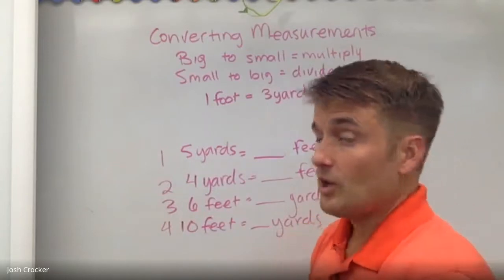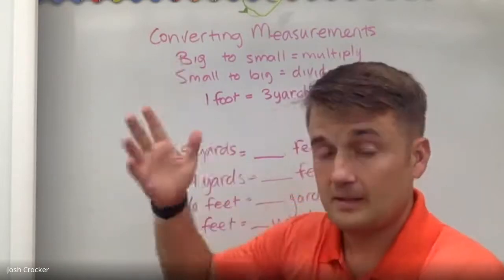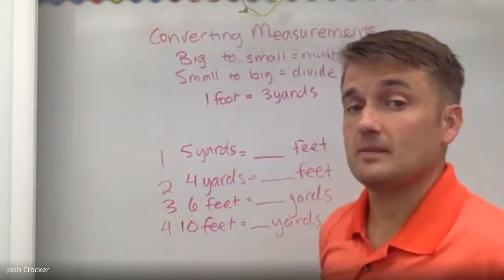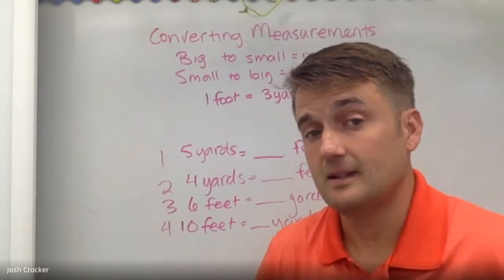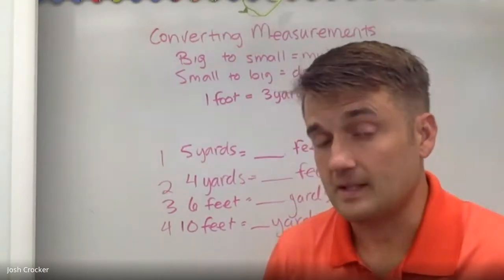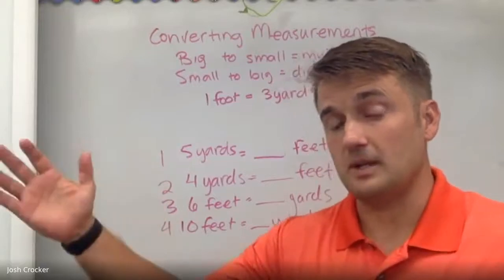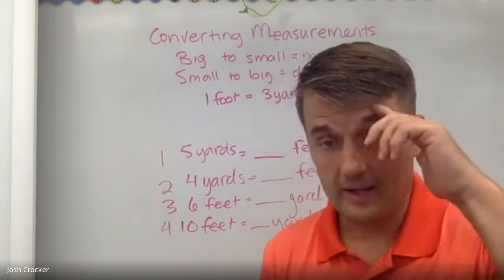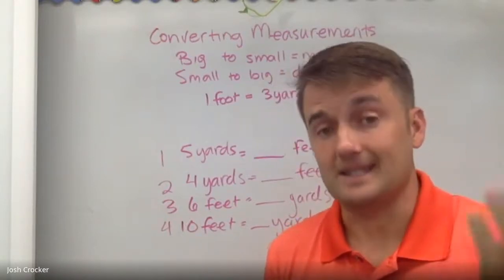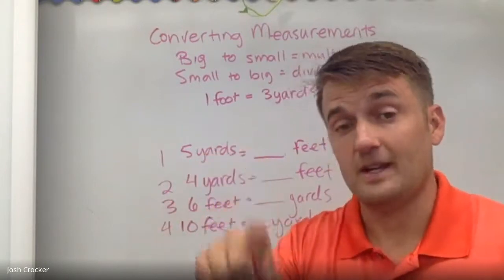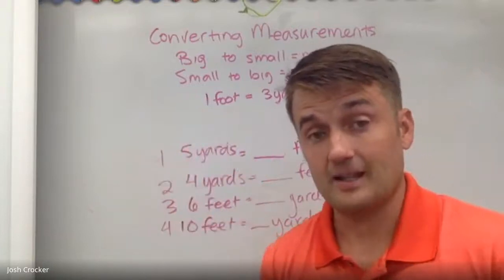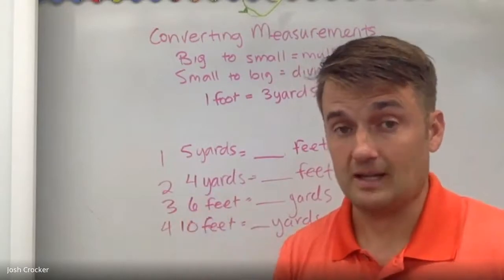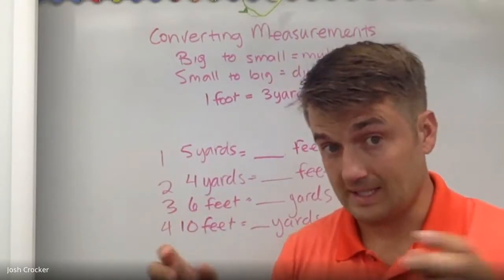Okay, so when you are going from a big measurement, like let's say you have yards, that's the biggest thing that we're talking about, and you're going into something smaller, like feet, you multiply. And the reason is because when you change a big piece into little pieces, you're going to have more pieces. Like if I take a dollar, and I say I want a dollar in dimes, I'm going to take my $1 and I'm going to walk away with 10 dimes, right? I went from a bigger piece, the dollar, to a smaller piece, the dimes, and I got more of them. So it's multiplication, 1 to 10.